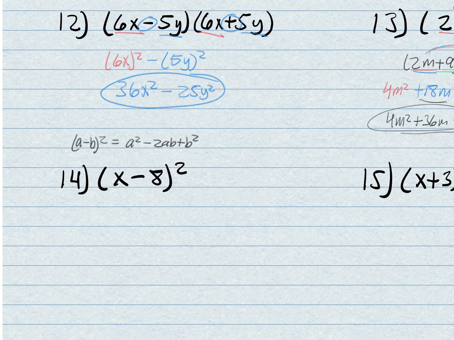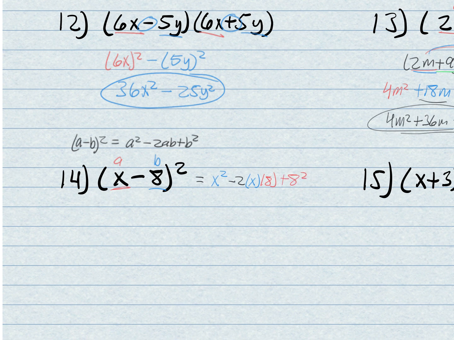Sorry about that. Okay. If you're using the special product, you can just label it. So x, we can say that this is our a term, so our first term. 8, we can say, is our b term, our second term. And if we remember our special product, we know that this is just going to be equal to our a term, x squared, and then minus 2 times a, which is our x, and then times b, which is our 8, and then plus 8 squared.